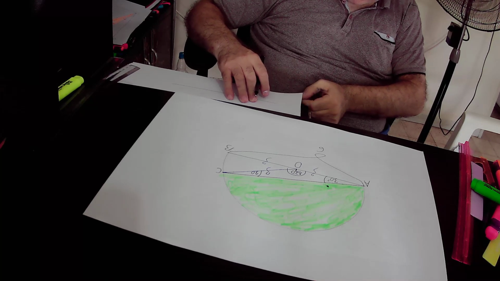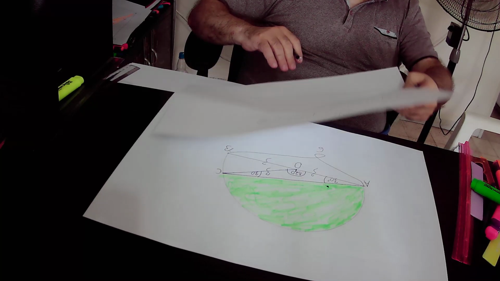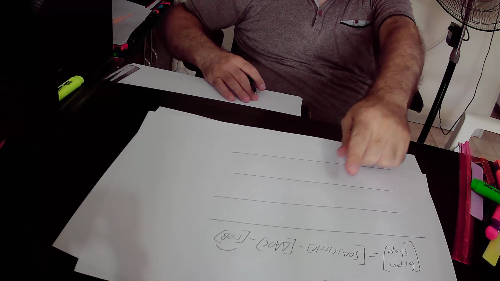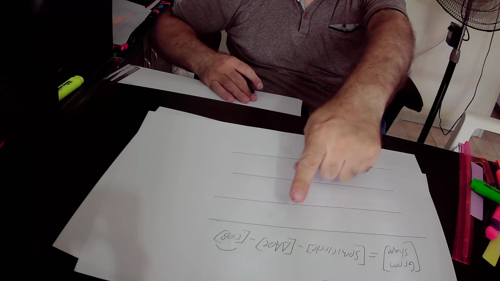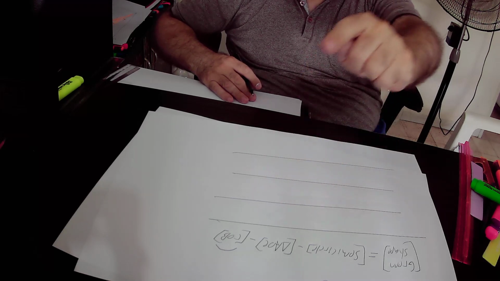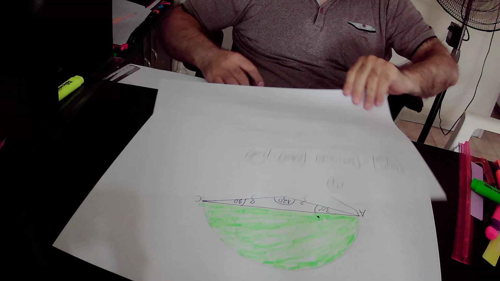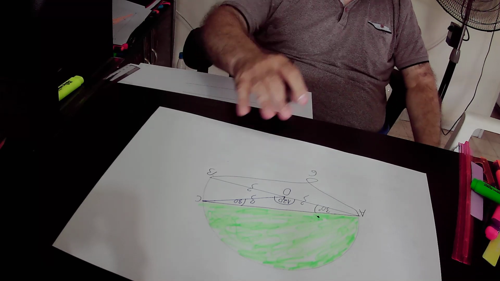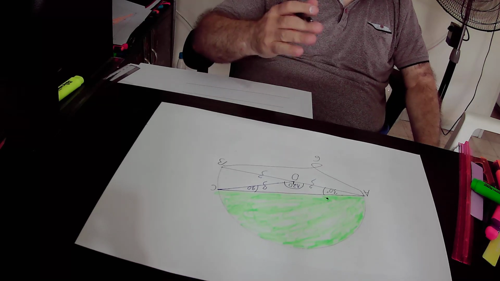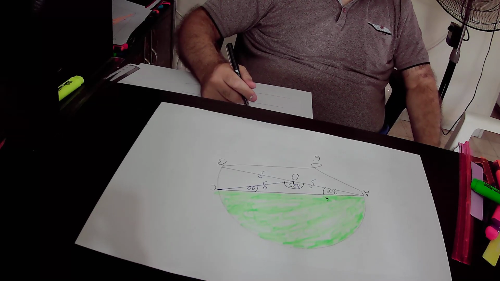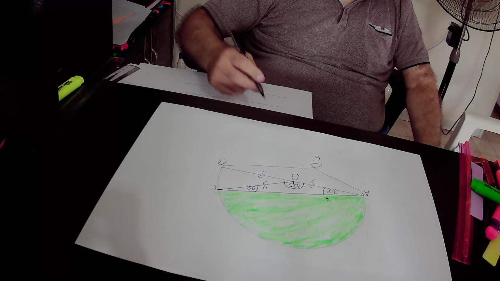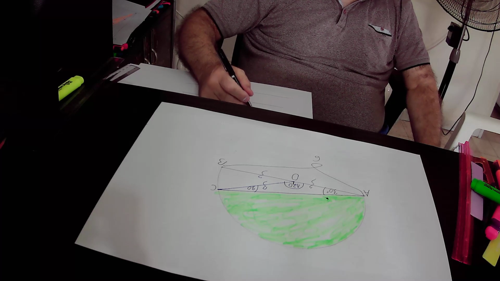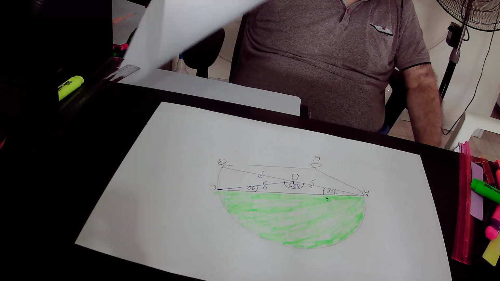Repeat again. The area of the green shape equals the area of the semicircle minus the area of triangle AOC minus the area of sector COB. What is the area of the semicircle? The area of any semicircle equals the area of the circle over 2. The area of the circle is pi r squared, so the area of the semicircle is pi r squared over 2. Okay? It is pi r squared over 2.